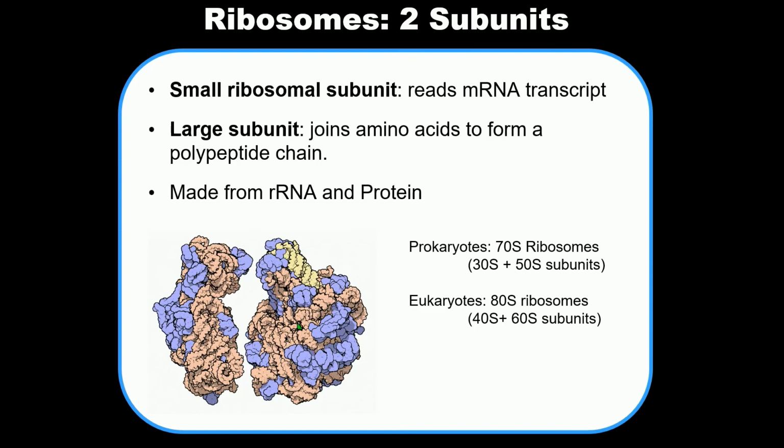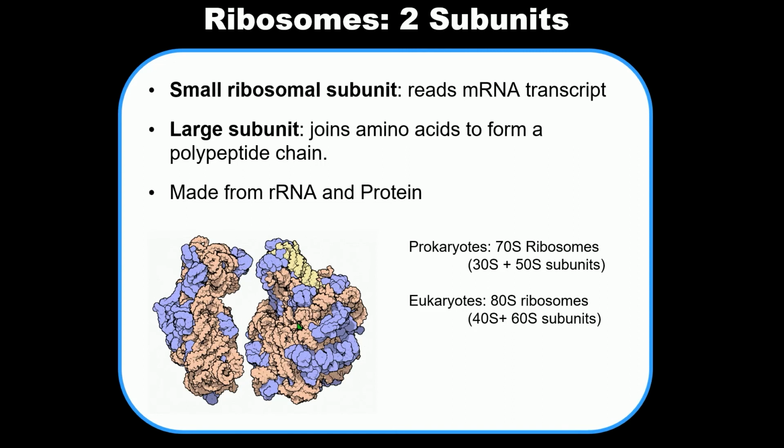Since all cells contain ribosomes, you can actually compare the genes for ribosomes between any two organisms in order to get an idea of how closely related they are. They're a really good benchmark for that. Now, that said, prokaryotes and eukaryotes do have a lot of differences in between their ribosomes. For one thing, eukaryotes have bigger ribosomes than prokaryotes do.